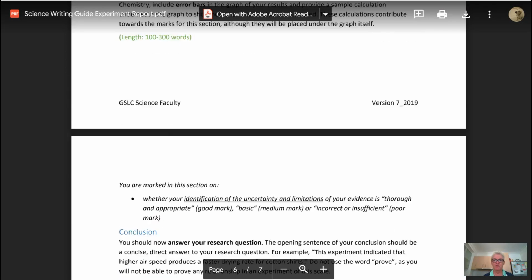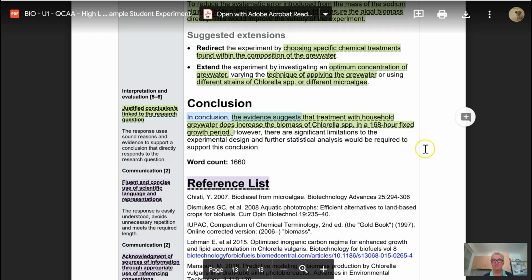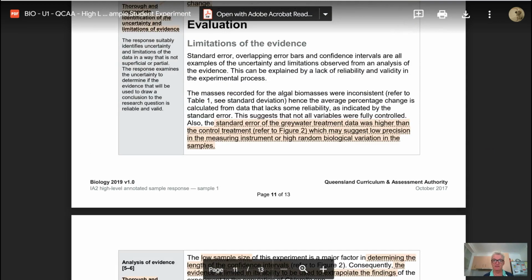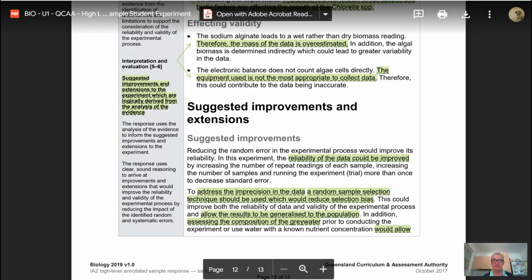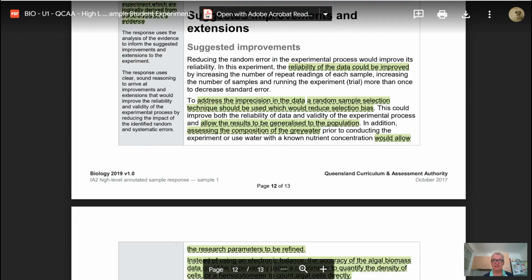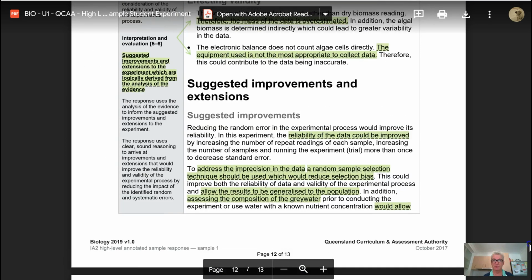And as I said before, you can put your conclusion at the end, or you could have your conclusion before the evaluation, just like the sample one. It doesn't really matter, their conclusion's at the end. So go and look at the way that they've talked about their limitations of their evidence, the error, why it wasn't valid, and then improvements and extensions. Okay, look at that. Some of the words in there are quite good too.